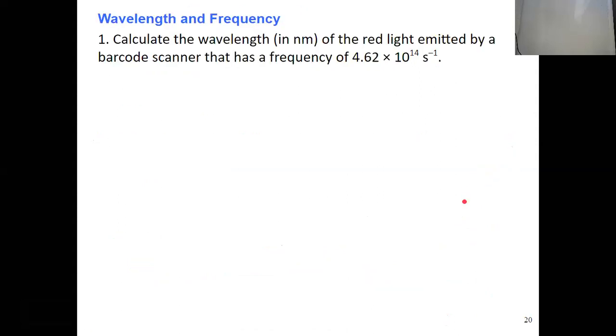Okay, so let's try this. Calculate the wavelength in nanometers of the red light emitted by a barcode scanner that has a frequency of 4.62 times 10 to the 14 inverse seconds. So this should be pretty straightforward. You're going to write out your frequency wavelength equation, and you're going to plug in the values that you know.